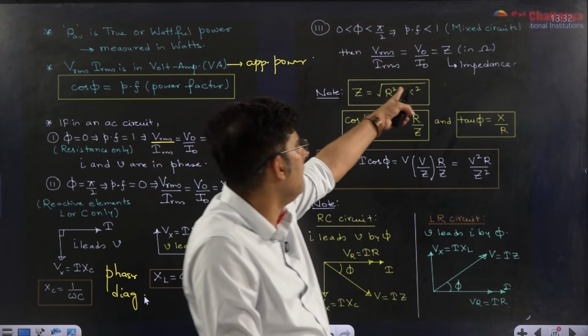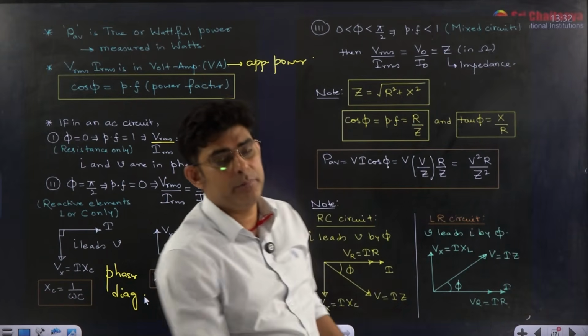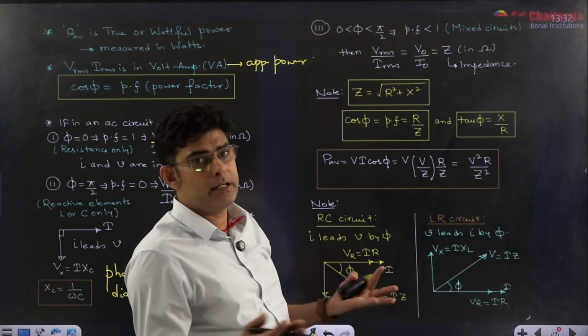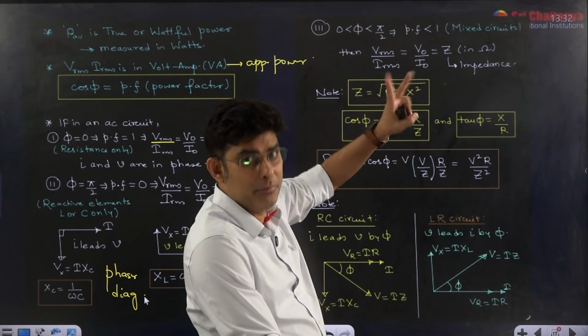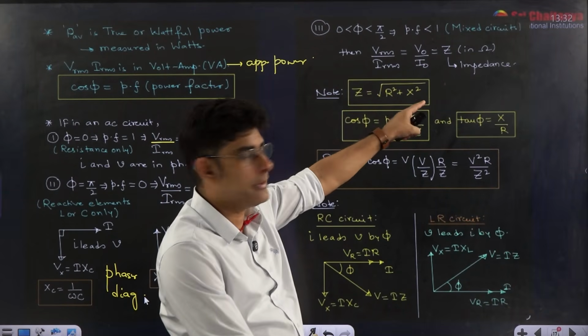Next, if in general the phase difference is between 0 and pi by 2, the power factor is less than 1. This is called a mixed circuit, meaning there is more than one element. There are inductor, capacitor, resistance, and their combinations can be present.